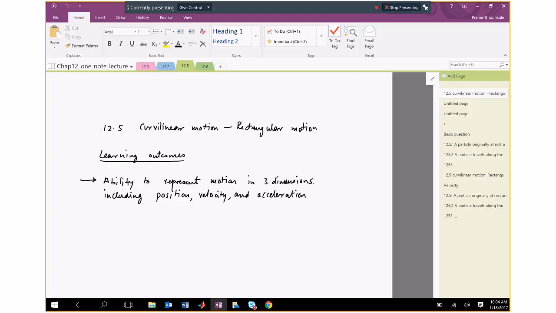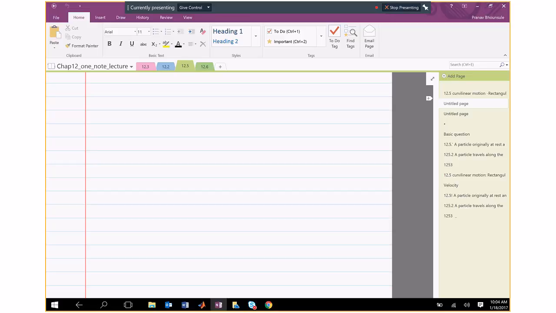So today we're going to do curvilinear motion, which is basically motion in the x, y, z direction. The learning outcomes for this class are to be able to express the position, velocity, and acceleration in 3 dimensions. Let's start.